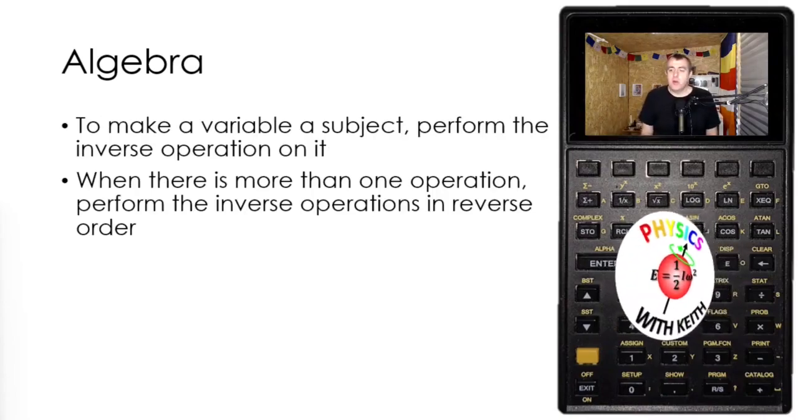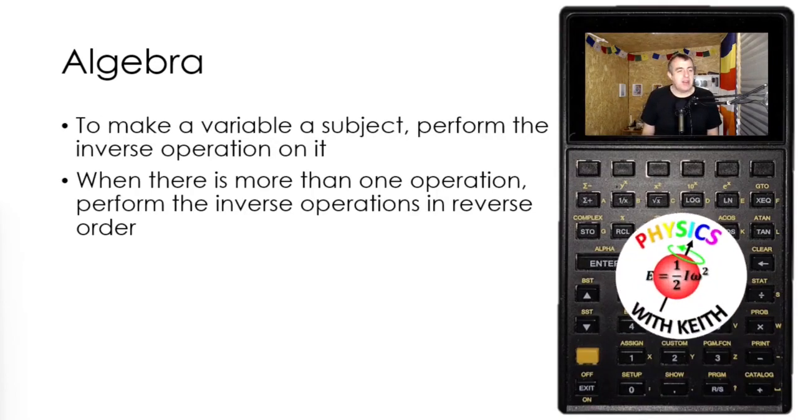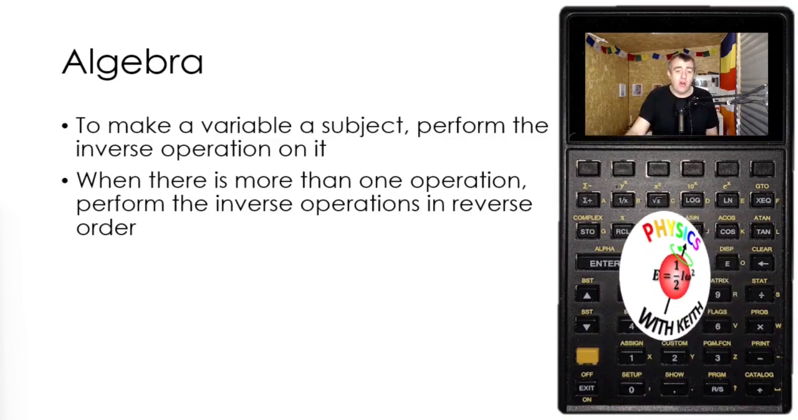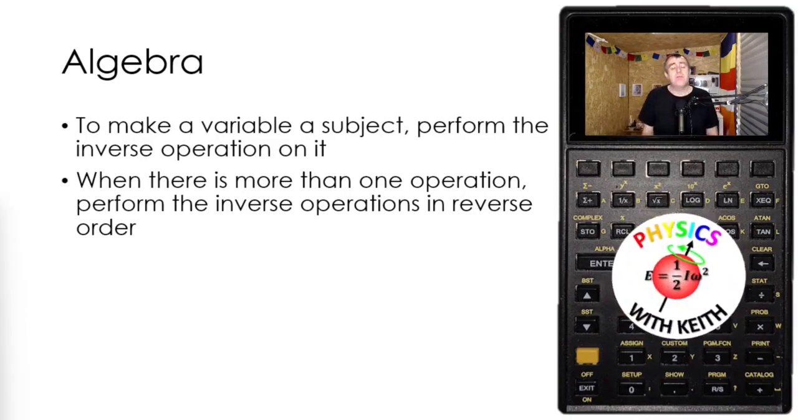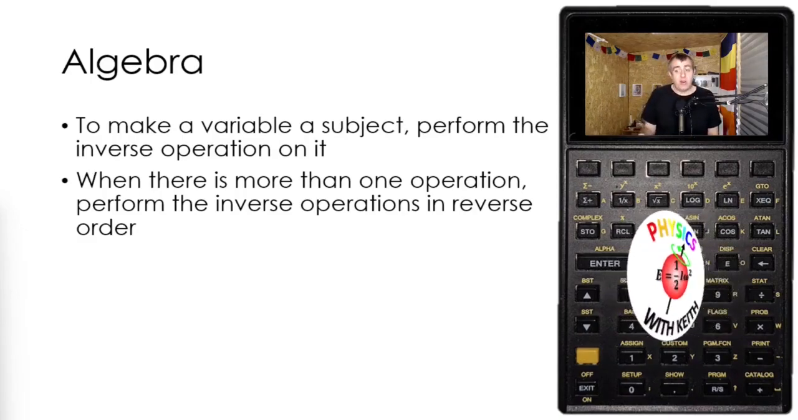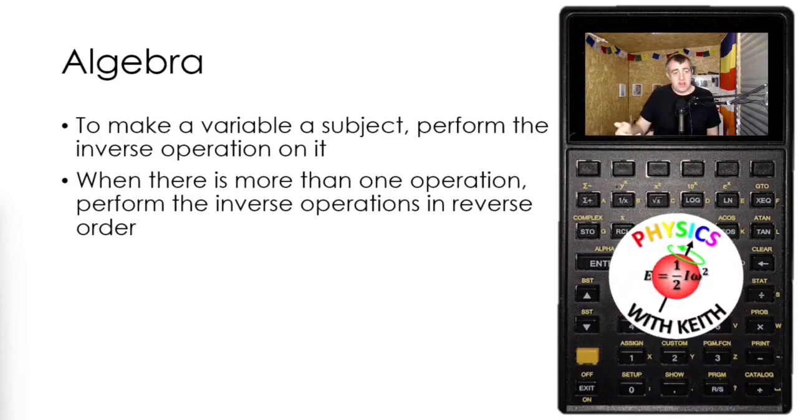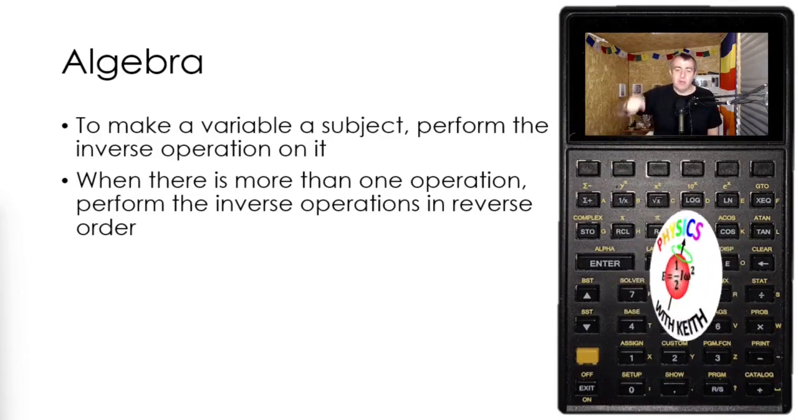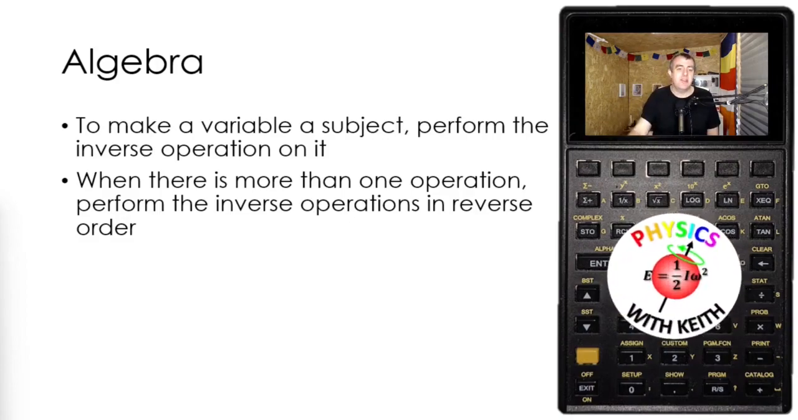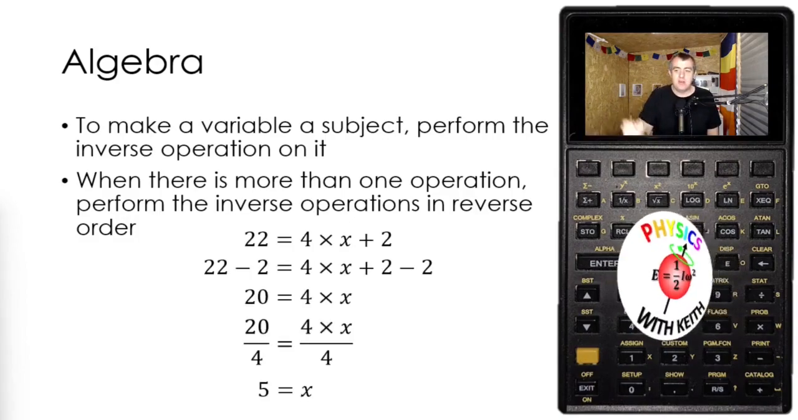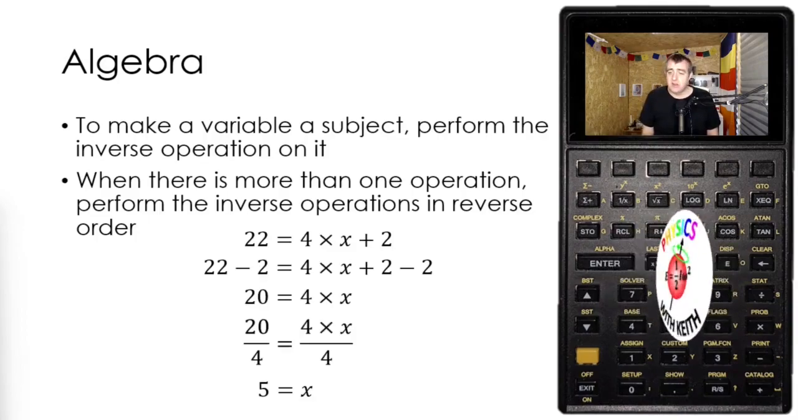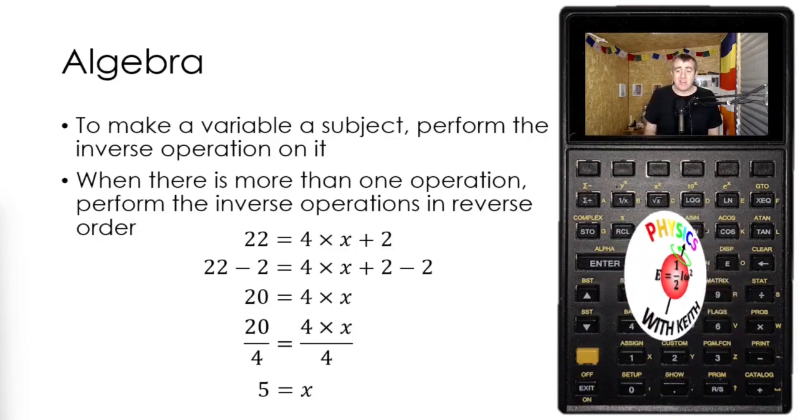So, we want to make a variable the subject. What do we do? We perform the opposite operation on that whole equation to what's being done to that variable. If there's more than one operation that's being done, we need to unravel them. We need to do them in reverse order, which is why it's important to know the orders inside and out. So here's an example. We want to make x the subject.